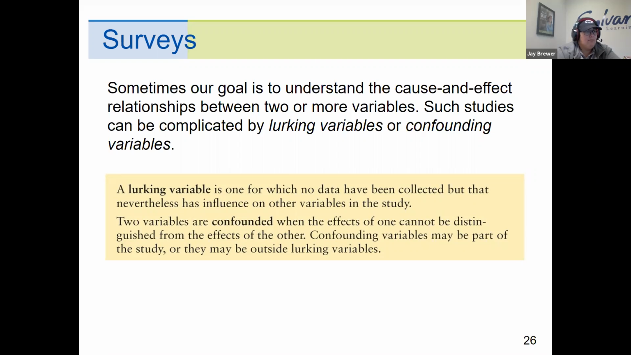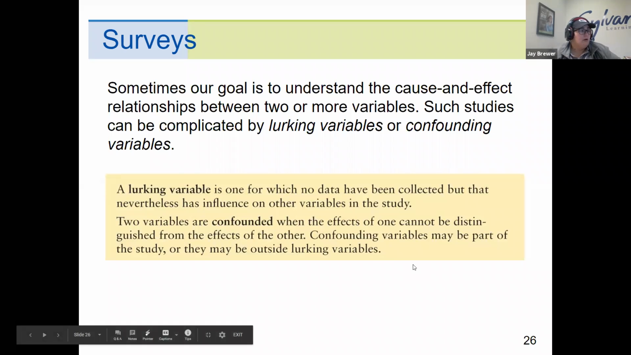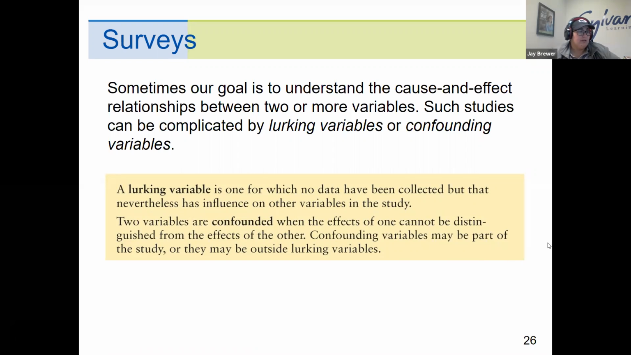Potentially, maybe weather could be a lurking variable. We'll have to do some side research on that, because obviously none of us can control the weather either, or else all states would be Florida. Two variables are confounded when the effects of one cannot be distinguished from the effects of the other. Confounding variables may be part of the study, or they may be outside lurking variables.